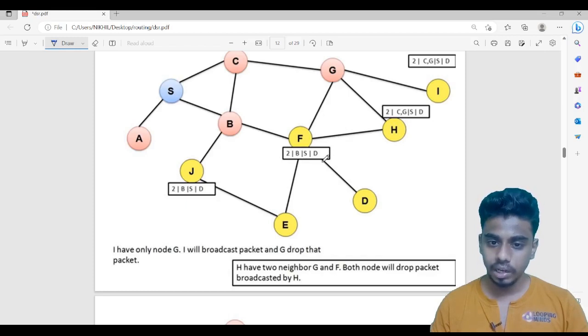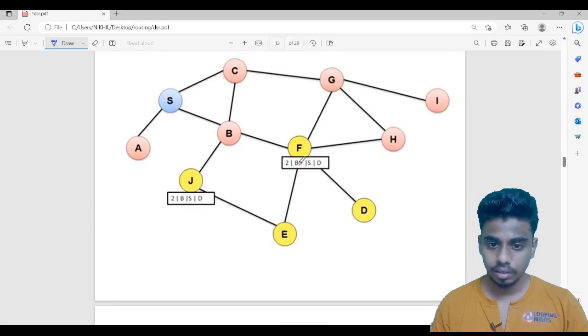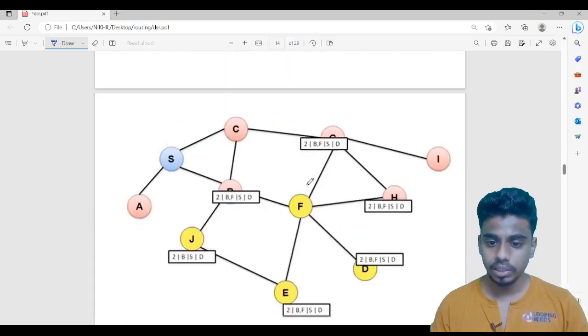Okay, now J will add its ID, that is J will add F here. It will pass the packets to its neighbors. F has added here F. Now this will broadcast it to its neighbors.